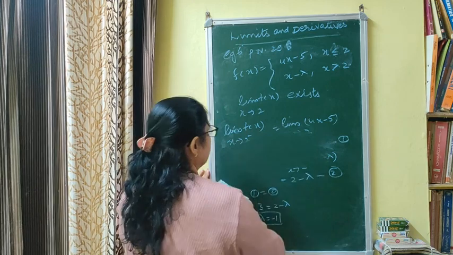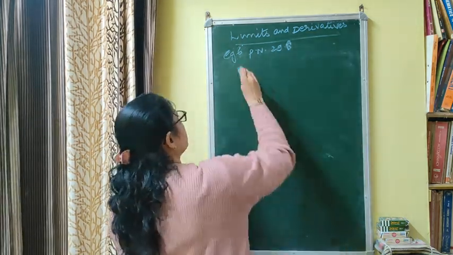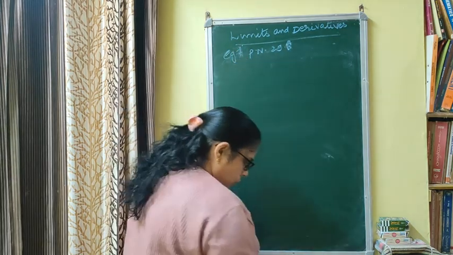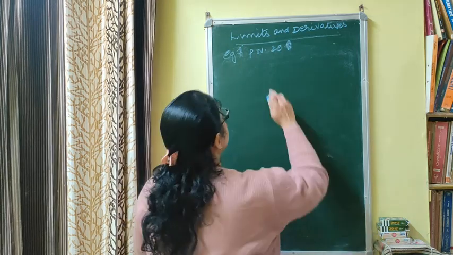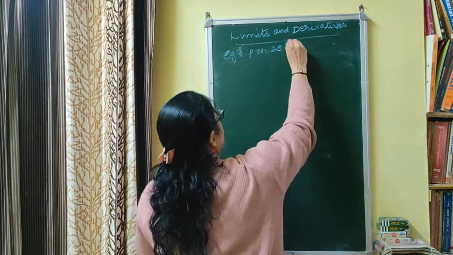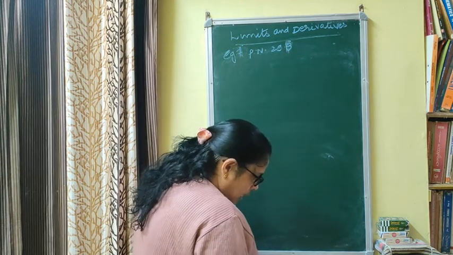Next question is example 7 of the same page number. I can't do all the questions, the remaining questions you have to do by yourself also. Example 7, page number 29.8. I am reading the question. This question is an NCERT question.